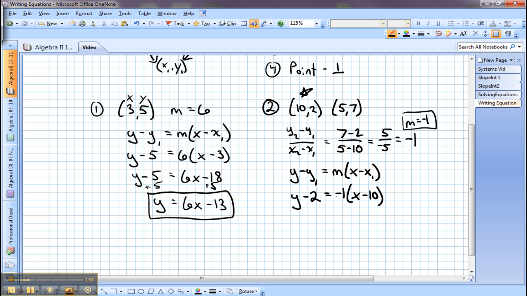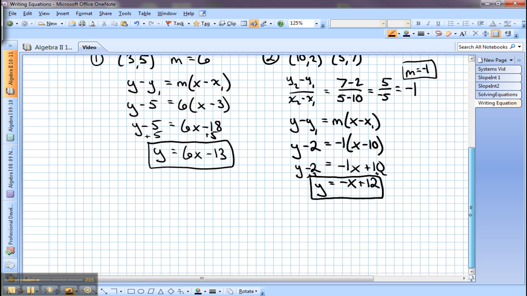And finally, we will change this from point-slope form into slope-intercept form. So distributing the negative 1, we have y minus 2 is equal to negative 1x plus 10, or we could simply write negative x, because when we add 2 to both sides, we are going to get y equals negative x plus 12. So y equals negative x plus 12 is the equation of the line that passes through the points 10, 2 and 5, 7.